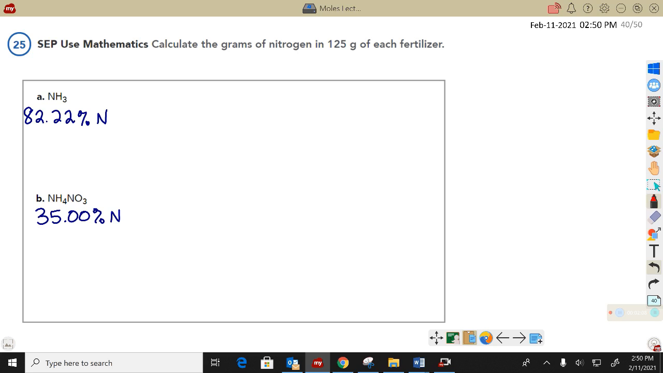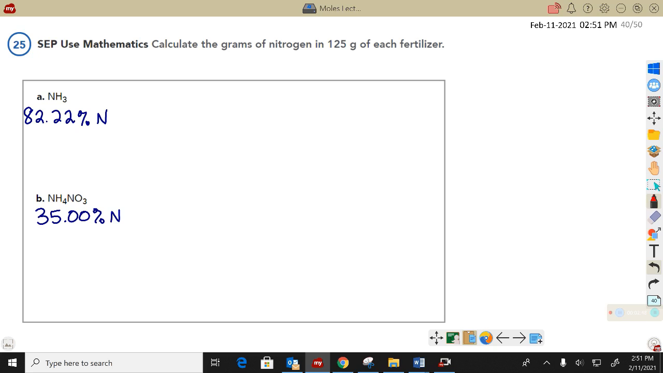For example, in question 25, we had already calculated the percent nitrogen by mass in these two fertilizers. So it was about 82% nitrogen in ammonia, NH3, and about 35% nitrogen in ammonium nitrate. Now they're saying, and this is a really good application of percent composition, what if I had 125 grams of each fertilizer? How many grams of nitrogen are in the samples? Sometimes we want to analyze a sample of a compound just for one particular element.